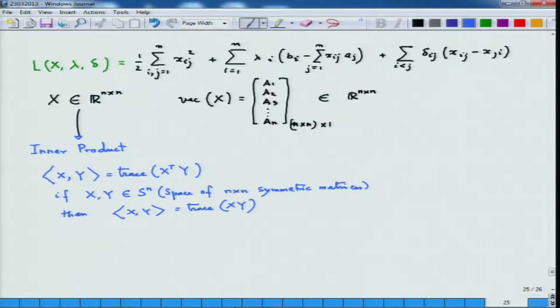Now, what happened is as follows. It is very important, how do I express this thing? This part, of course, is nothing but half x x in terms of the inner product. So, I am writing every term in terms of the matrix. Now, how do I translate this one? This second part is translated as follows. It is written as lambda times b minus xa, right? And this means lambda b minus lambda times xa.